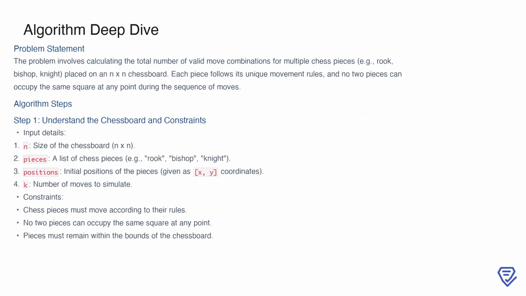The problem we're solving involves determining how many valid move combinations can be made for multiple chess pieces on an n-axis chessboard. Each piece adheres to its own unique movement rules, such as rooks moving horizontally or vertically, or knights moving in an L shape. Importantly, no two pieces can occupy the same square at any time, and all pieces must stay within the bounds of the chessboard. The input specifies the size of the board, the types of pieces, their initial positions, and the number of moves allowed. These constraints lay the foundation for our algorithm, ensuring that all moves adhere to chess rules and that we account for the interplay between pieces as they move across the board.